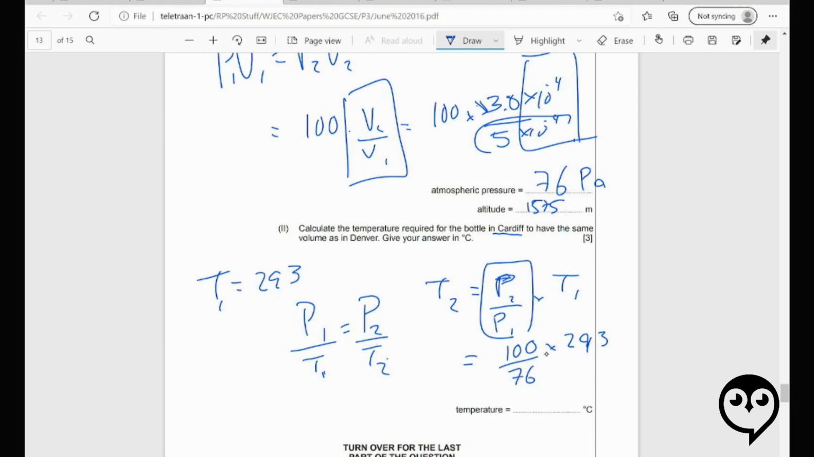And again, I've got a number which is larger than 1 multiplied by this. We are going to have an increased temperature. Now, my temperature is 380, let's say 386 Kelvin. So I have to remember to subtract 273 and convert that into Celsius. Now, does that make sense? We need the temperature of the bottle to be 112 in order to have it expand to the same volume.